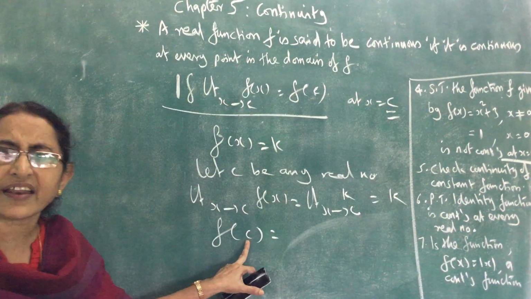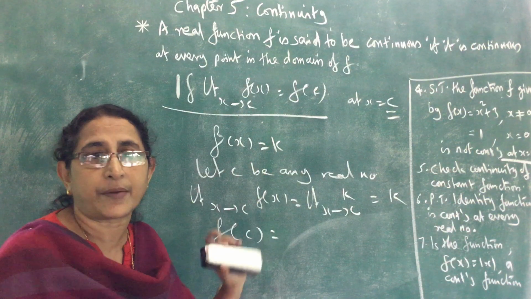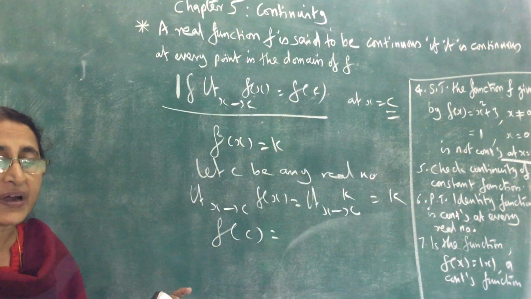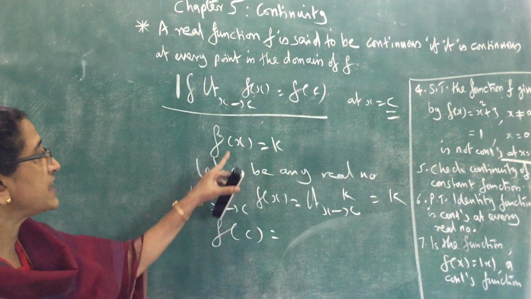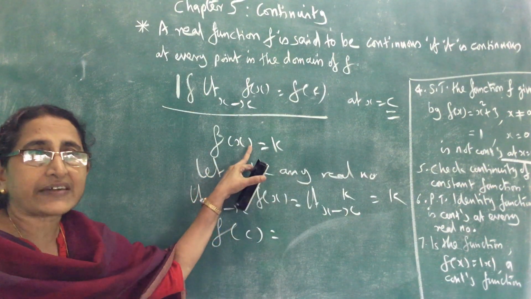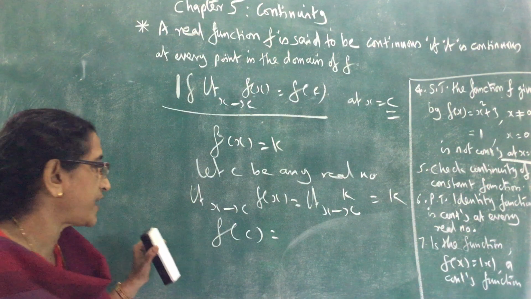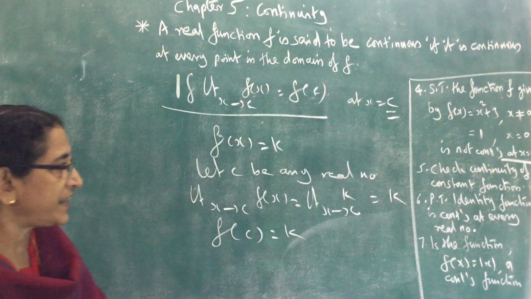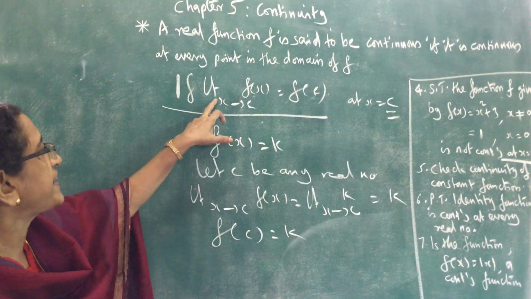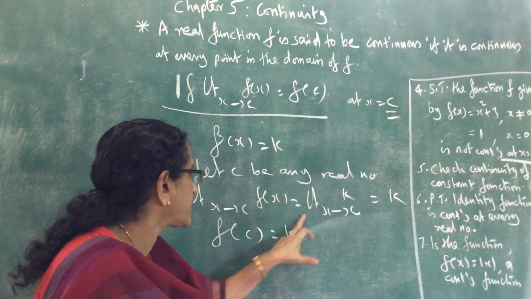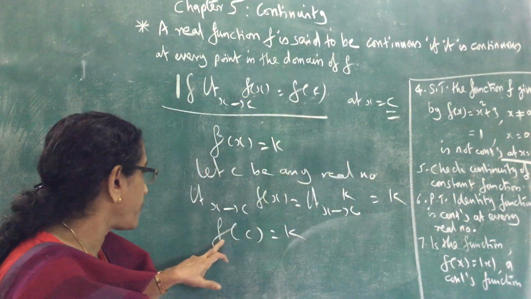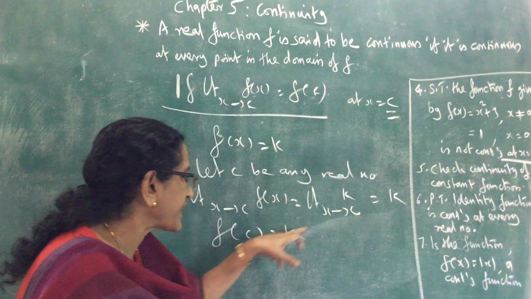Now on the right side we want to find f of c. Remember, c is any real number. If c is any real number, what is f of c? f of x is equal to k. Whatever be the value of x, what is f of x? k. So what is f of c? That is also k. So on the left side, limit x tends to c of f of x, we got k. Right side, f of c equal to k. So both are equal to k.